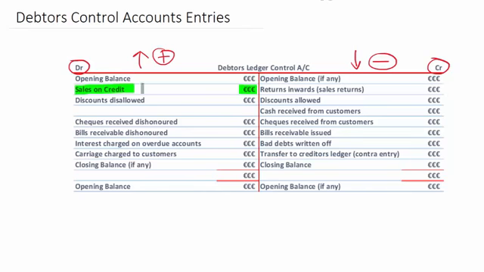Next one we're going to take a look at is sales on credit. Obviously this will increase the amount the debtors owe us, so it's on the debit side. Some of those goods will come back to us because customers return the goods, sales returns or returns in. That will reduce the amount owed, so it'll be on the credit side.